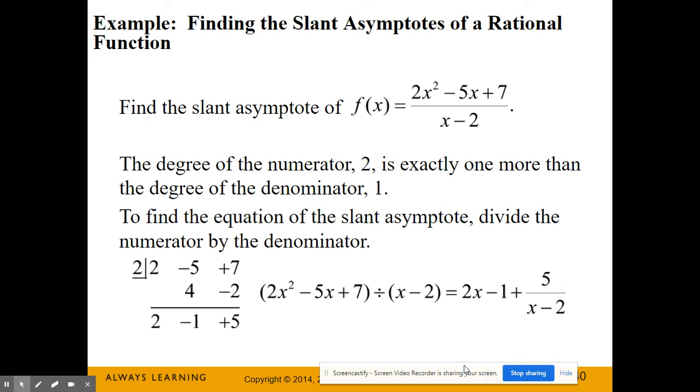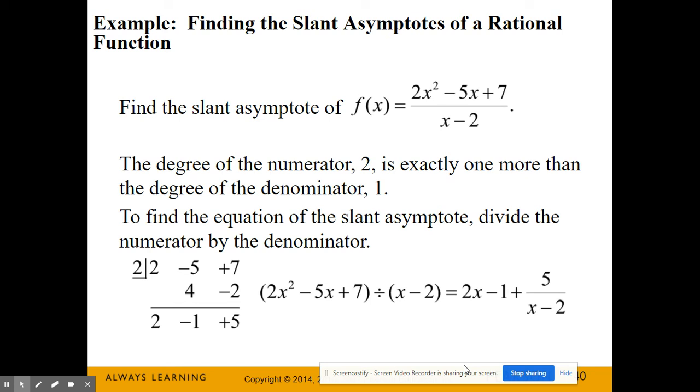So the degree of the numerator is 2, the degree of the denominator is 1. In order to find the equation of the slant asymptote, you divide the numerator by the denominator. So if x minus 2 is the denominator, we're going to do synthetic division with 2 as my divisor. Remember, you take the opposite of whatever you're doing to x in that situation.